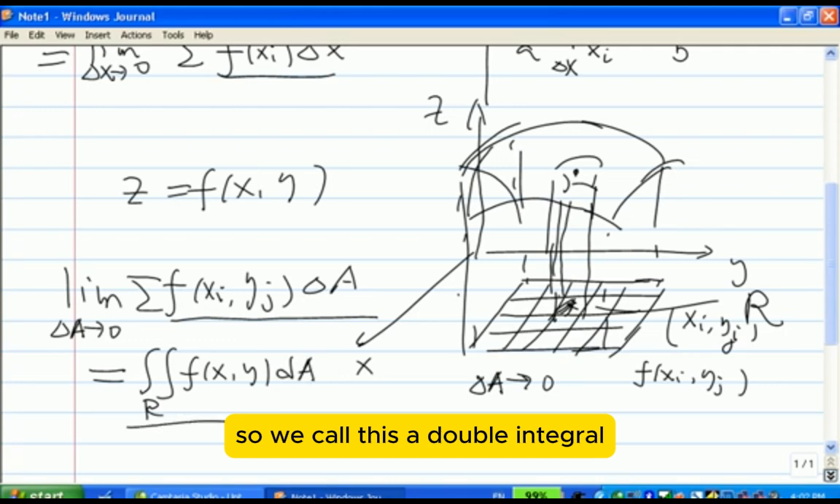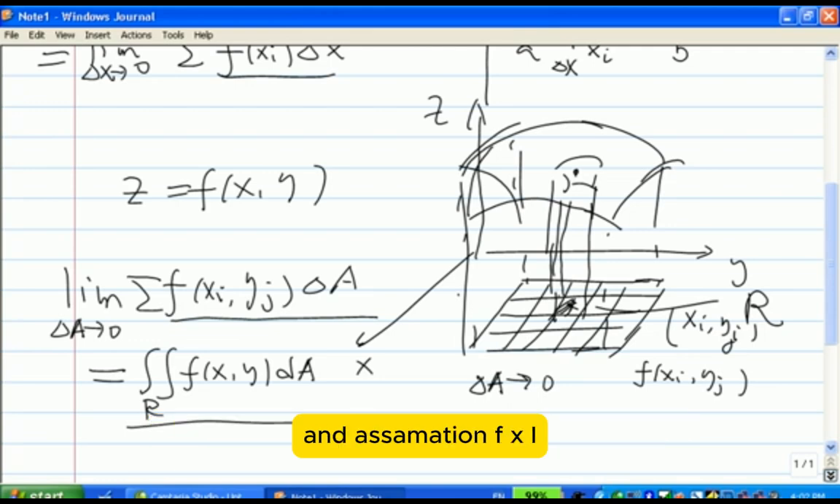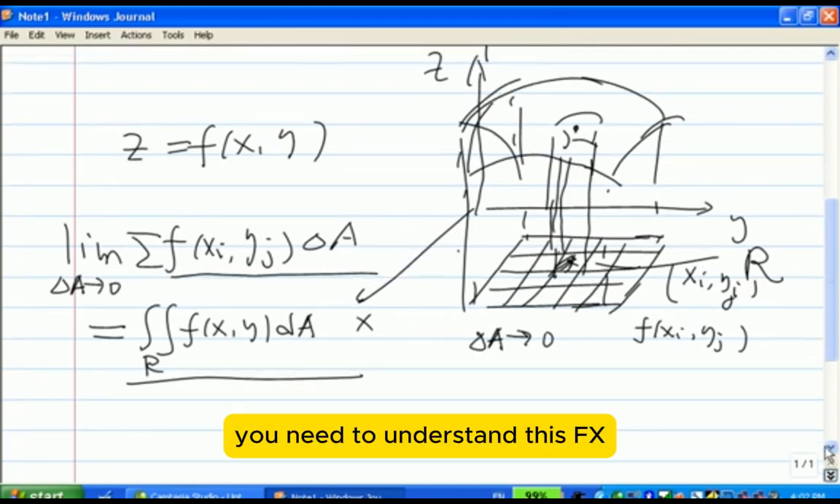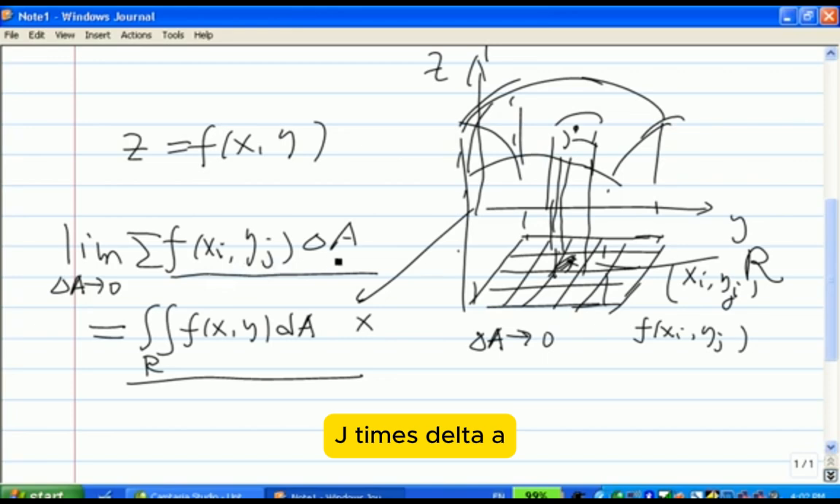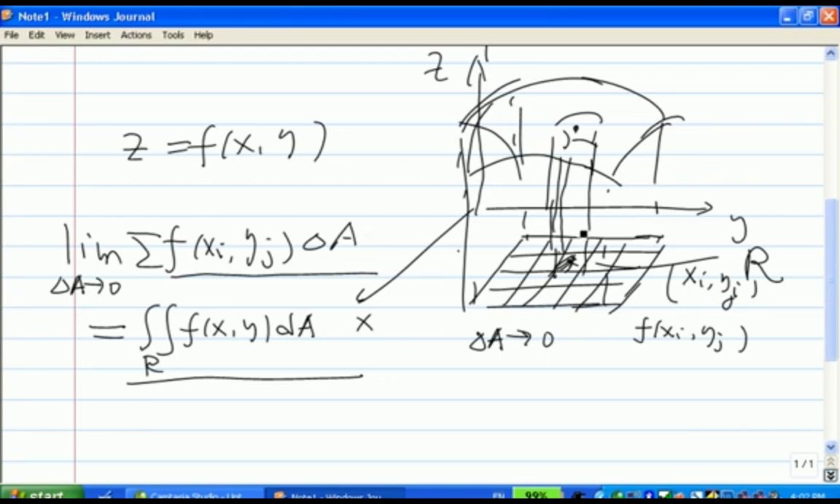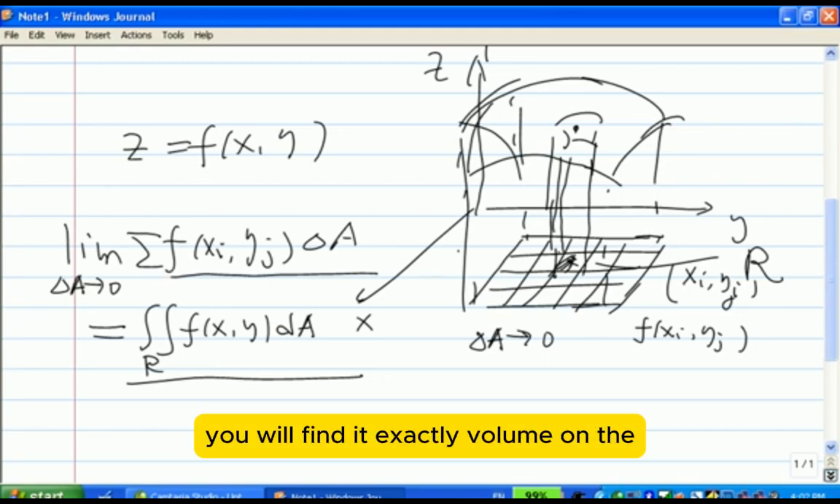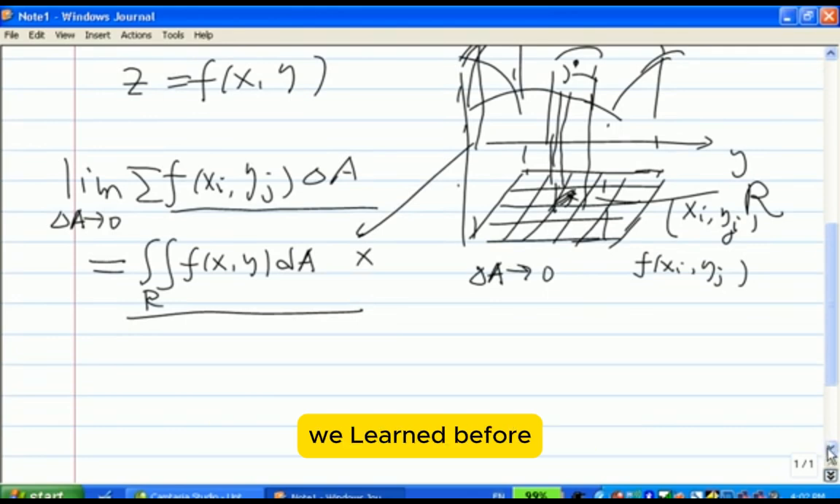So we call this a double integral. The double integral has been defined as the limit of the summation of f(xi, yj) times delta A. You need to understand this. f(xi, yj) times delta A gives you the volume of this rectangular box, and all of them added together give you an approximation for the volume under the surface. After you take a limit, you will find the exact volume under the surface, which is the definition of the double integral. It's very similar to the single integral we learned before.